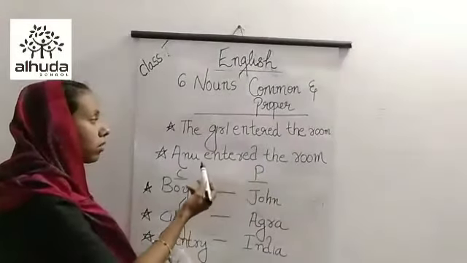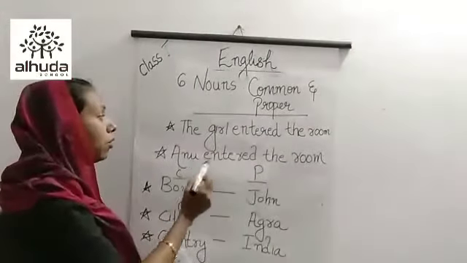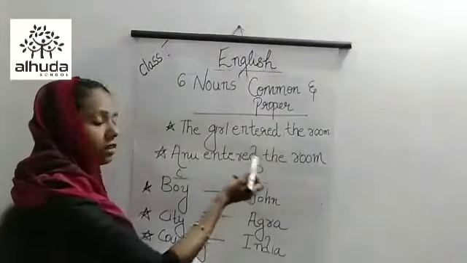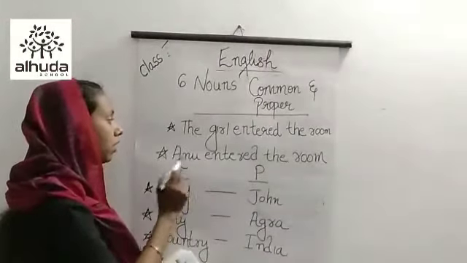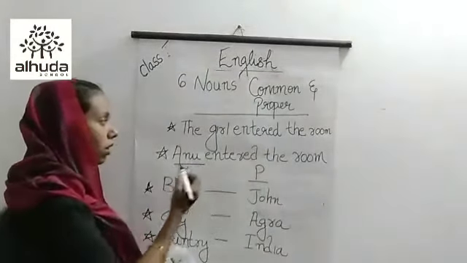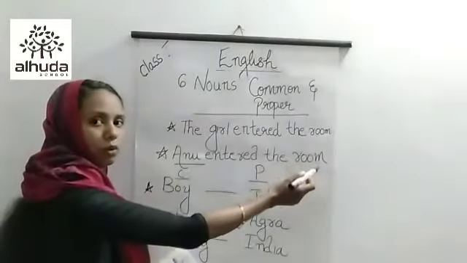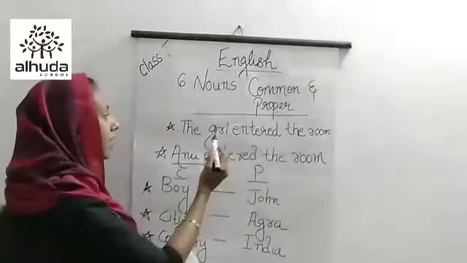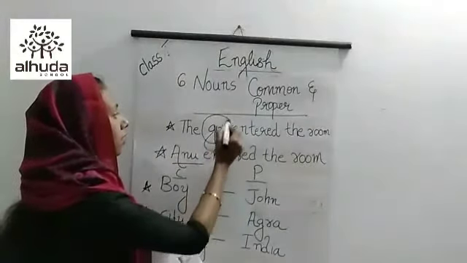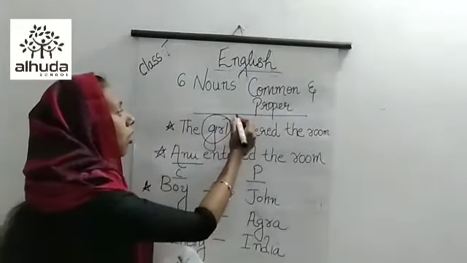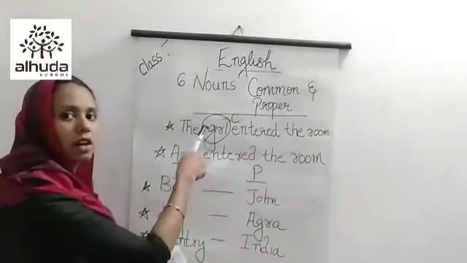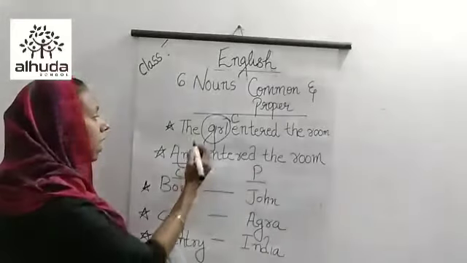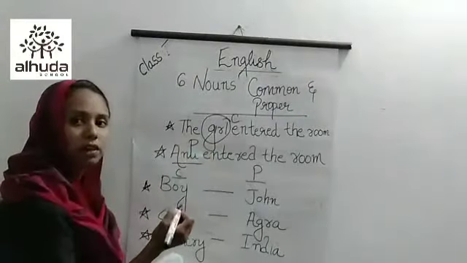And when we talk about the second sentence, Anu entered the room, there is a particular person. We particularly mentioned the name, that is Anu. So we can say that the girl is a common name and Anu is the proper noun.